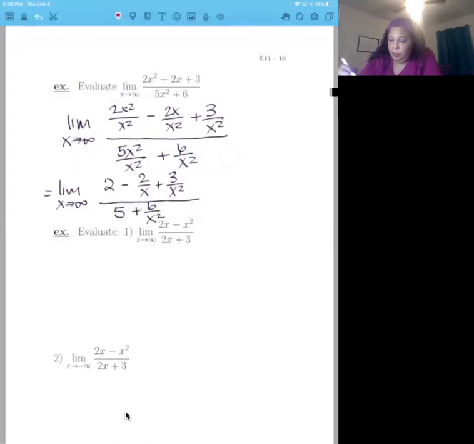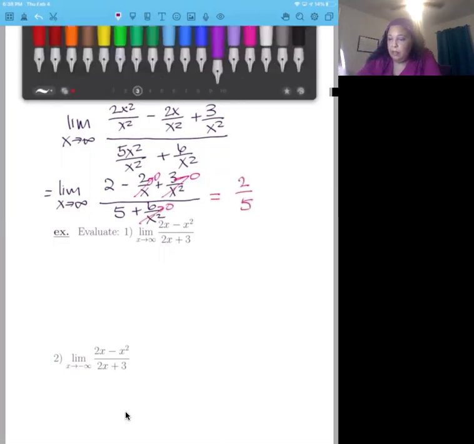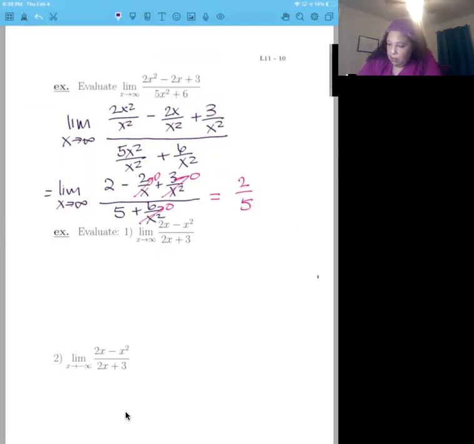All right, now, remember anything with a constant over x to some positive real number power, we are going to get 0. So this is 0, this is 0, and this is 0. So what I'm left with is 2 over 5. That means y equals 2/5 is my horizontal asymptote.